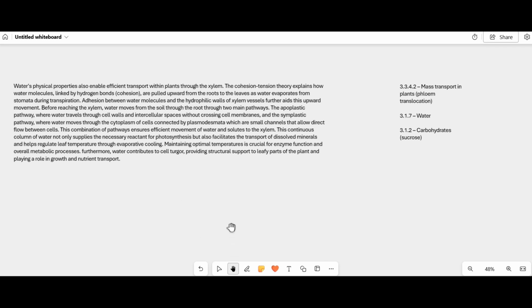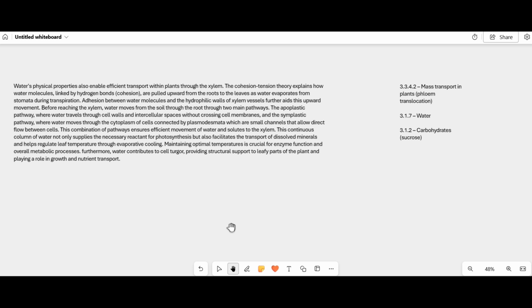Cool. So again, we've got mass transport. So now another topic here, topic 3. Topic 1 and then topic 1 again. Cool. So water's physical properties also enable efficient transport within plants through the xylem. The cohesion tension theory explains how water molecules linked by hydrogen bonds, cohesion, are pulled upwards from the roots to the leaves as water evaporates from the stomata during transpiration. So that's using the cohesion property, which is just normal A-level. You're mentioning the transpiration stream as well, which is also A-level standard.